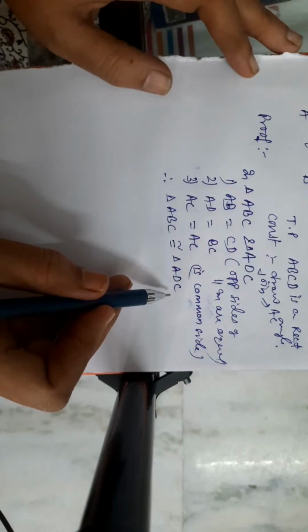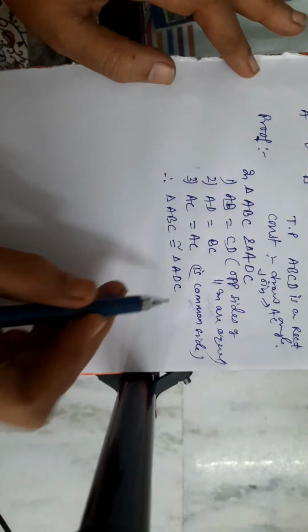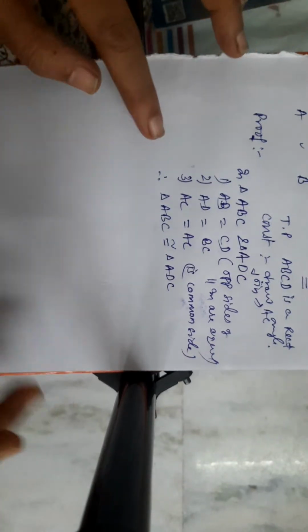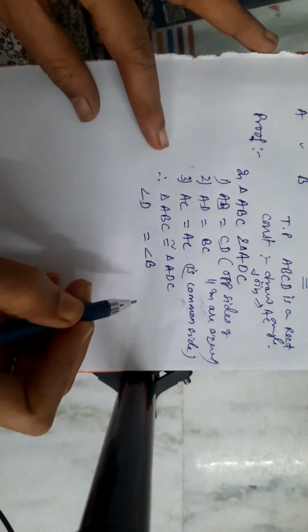So here, to make it a rectangle, we need to make adjacent angles equal, or we can make them 90. Now once the triangles are congruent, we can make angle D equal to angle B by CPCT.